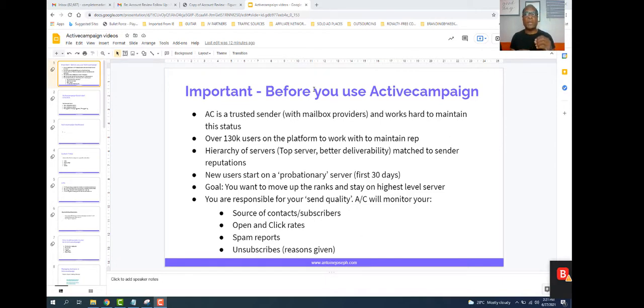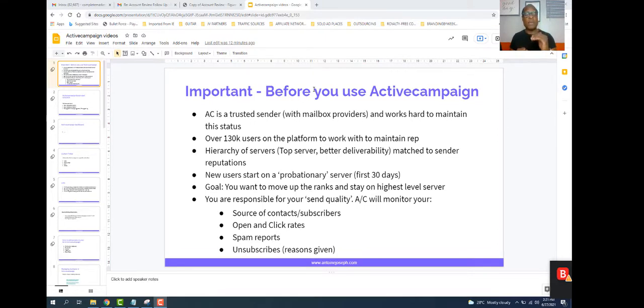Unsubscribes. So when people unsubscribe, Activecampaign also allows them to give a reason for unsubscribing. If the reason indicates that you're messing around, that you're sending them things that they're not interested in, you're spamming them and such, then that would also lower your ranking on those servers. So those are things I want you to consider.